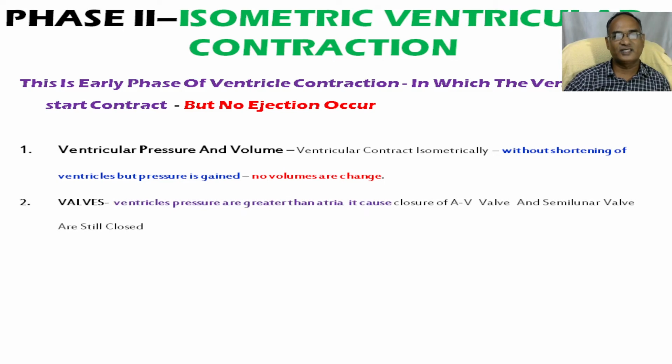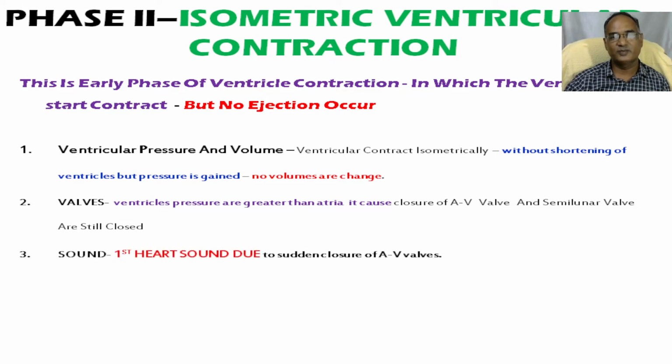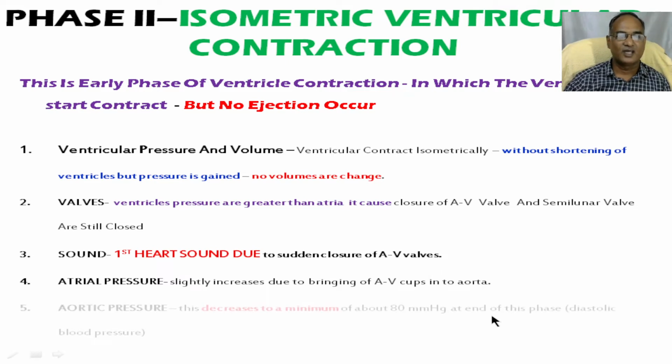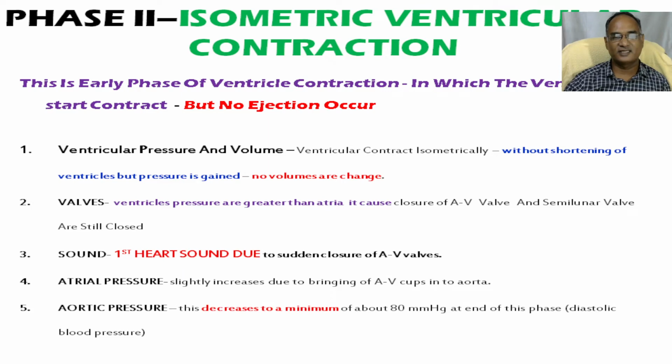And ventricular wall pressure is greater than the atrial pressure. It causes the AV valve to close, and the semilunar valve is also closed. So both valves are closed in this phase. And the first heart sound will be recorded in this second phase. Atrial pressure slightly increases due to bulging of the AV cusps toward the atria. And aortic pressure is decreased to about 80 mmHg at the end of the phase.